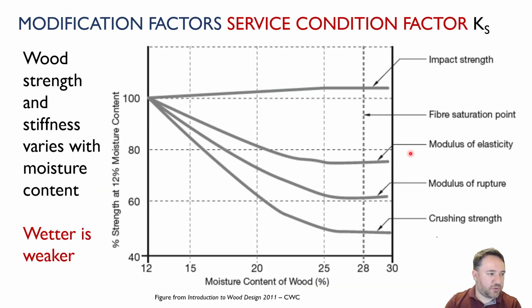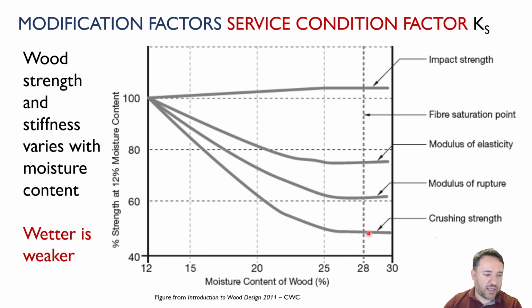Okay, moving on to number 3, the service condition factor. This is the factor that accounts for the fact that the properties of wood change when it gets wet and when the moisture content of the wood goes up, as we see here. So moisture content of the wood is going up as we go from left to right. You can see that my strength of crushing goes down, my stiffness goes down. Basically all of the strength values go down. So we have to account for that.